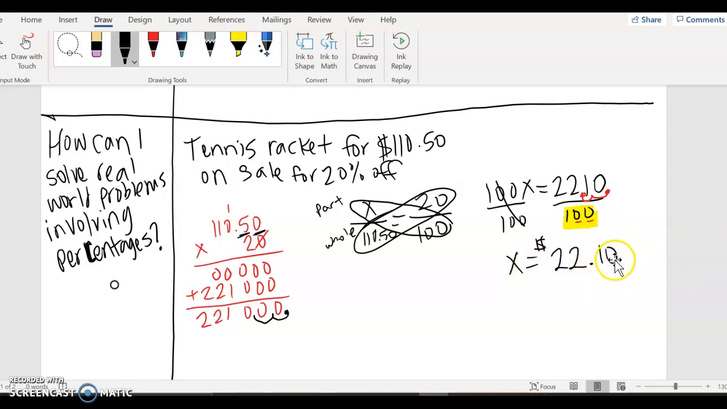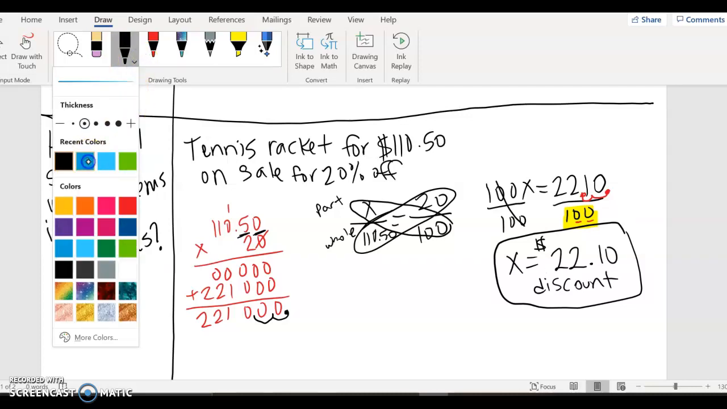Okay? It's very important here at this step to realize $22.10 is not the new price of our tennis racket. Okay? This $22.10 represents the amount of our discount. Okay? So that's only step 1. Okay? Step 2, we've got to see, okay, I know my tennis racket is $110.50. I now know that I'm going to get a $22.10 discount.